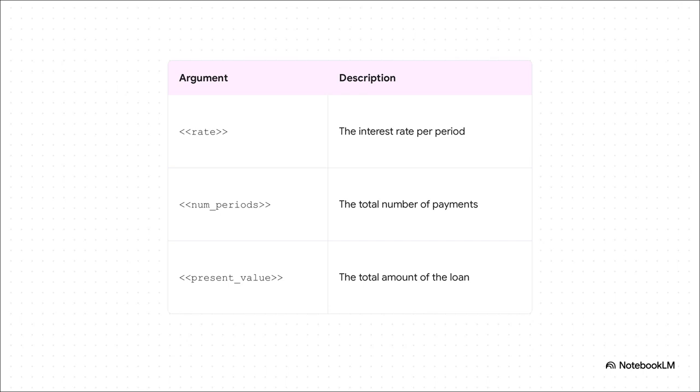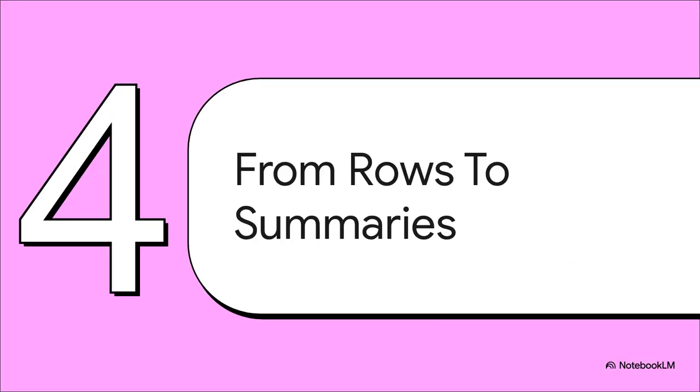You plug those 3 things in, and it spits out the answer. That's it. Okay, section 4. So far, everything we've talked about has been happening on a single row at a time. But now, let's zoom out and see how we can summarize entire sets of data.